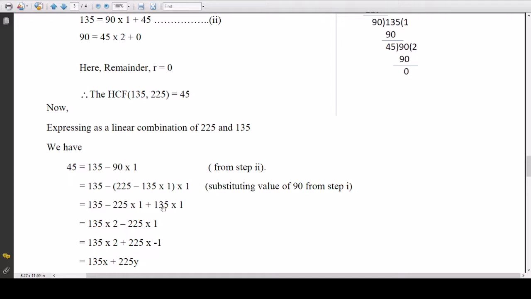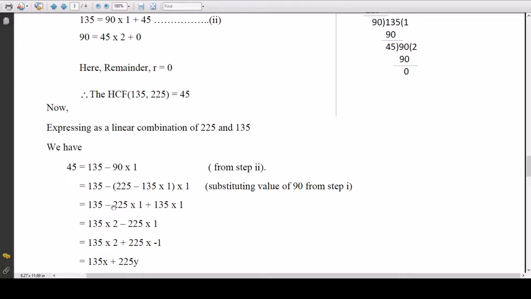Plus with plus, 135 plus 135 is twice of 135, or you consider 2 times 135. If you have here 135 plus 135 plus 135 plus 135, then you will write 135 multiplied by how many times it occurs. If it occurs 3 times, you will multiply by 3. If it occurs 4 times, you multiply by 4. Here how many times does it occur? 135 plus 135, this means 2 times 135, multiply with 2.